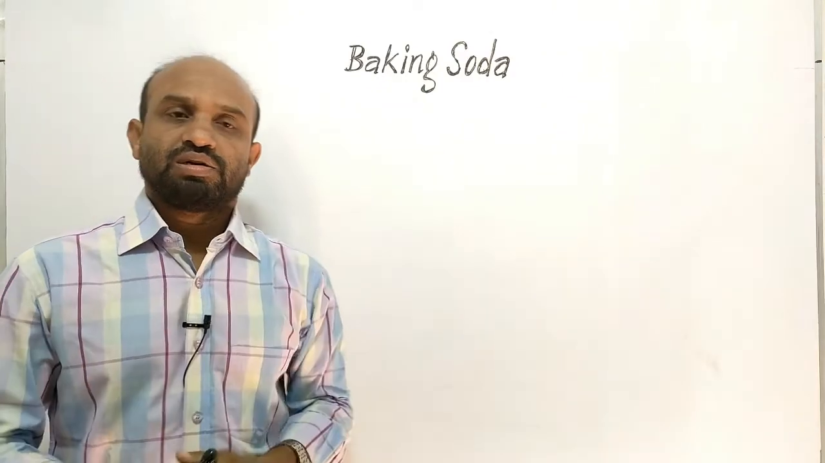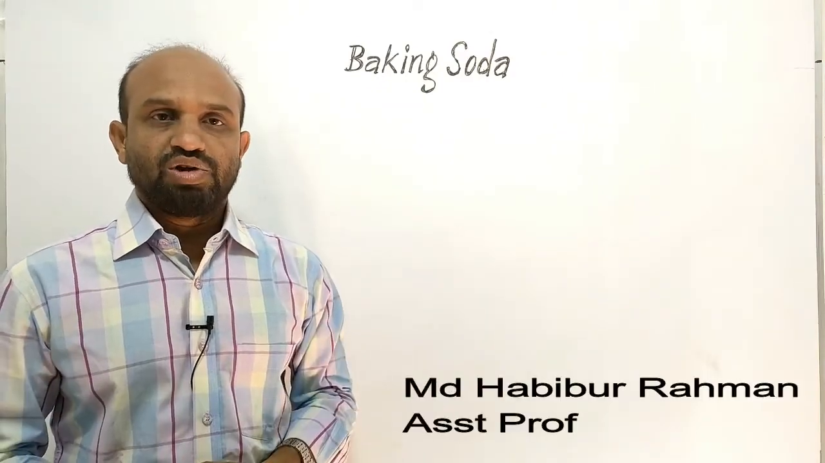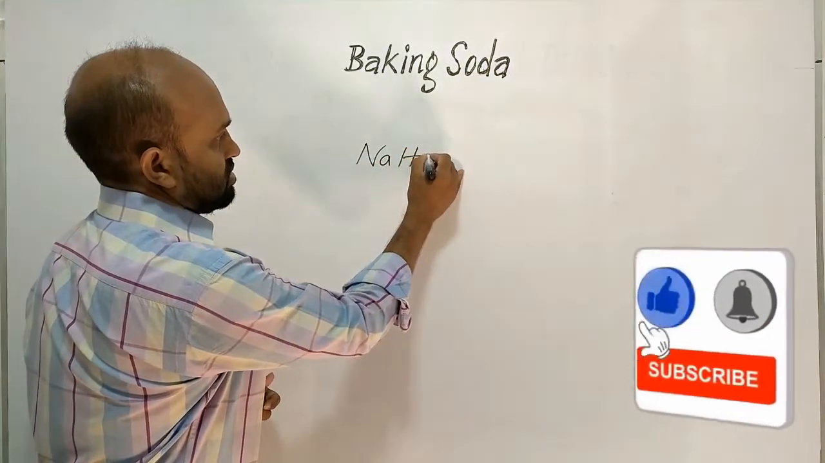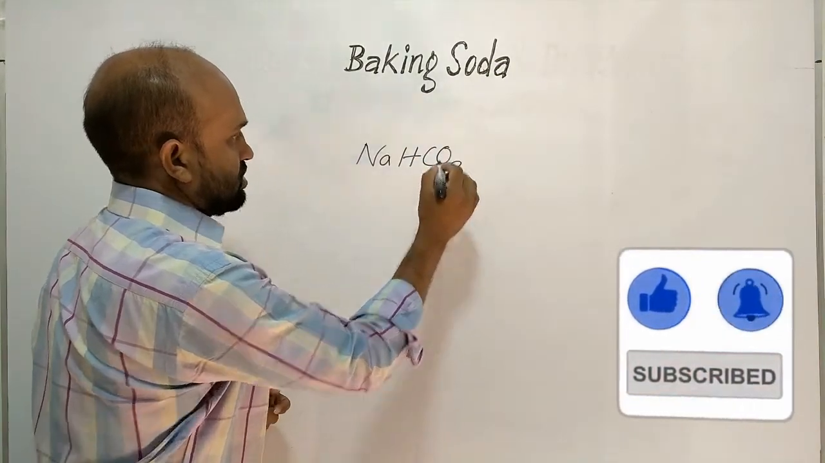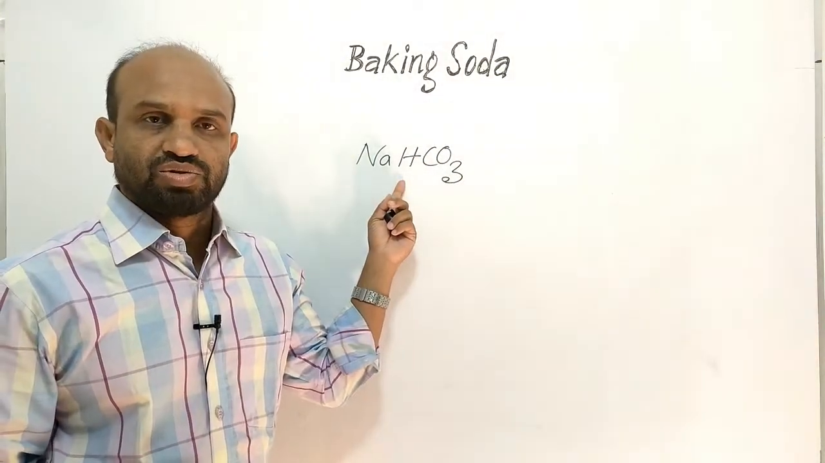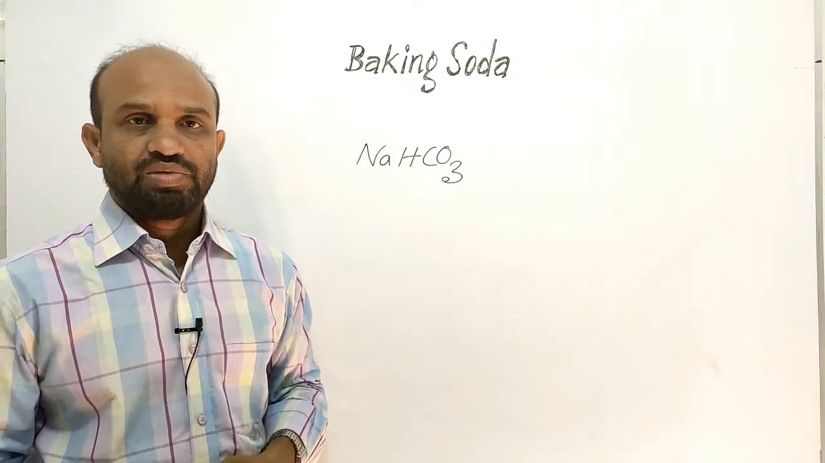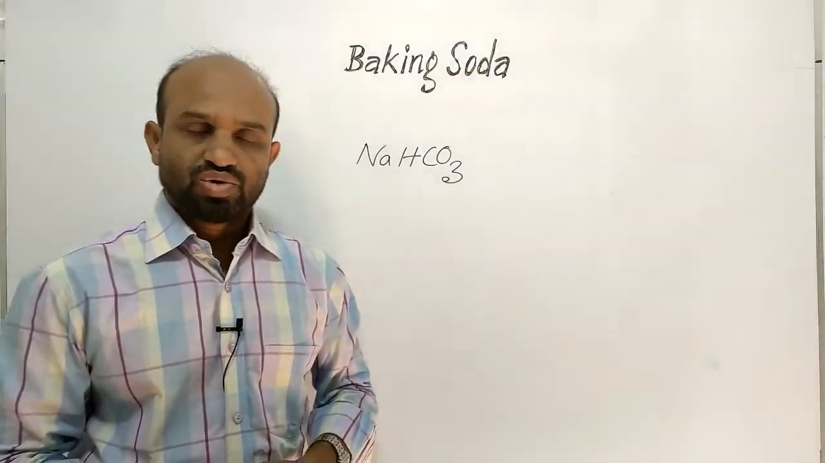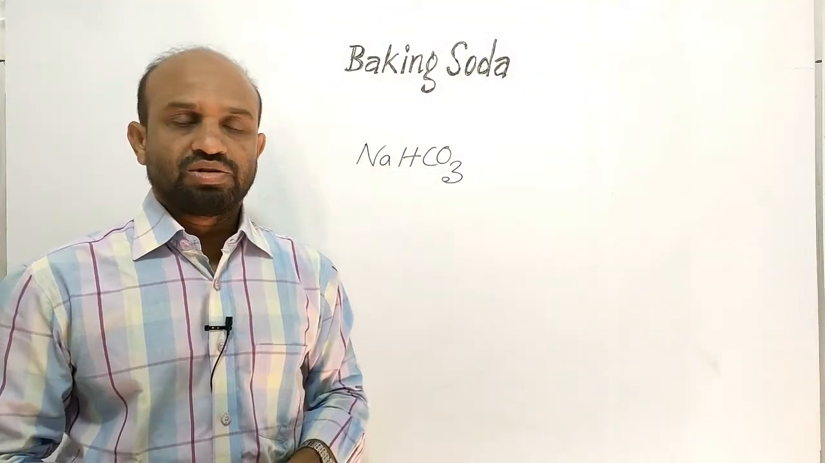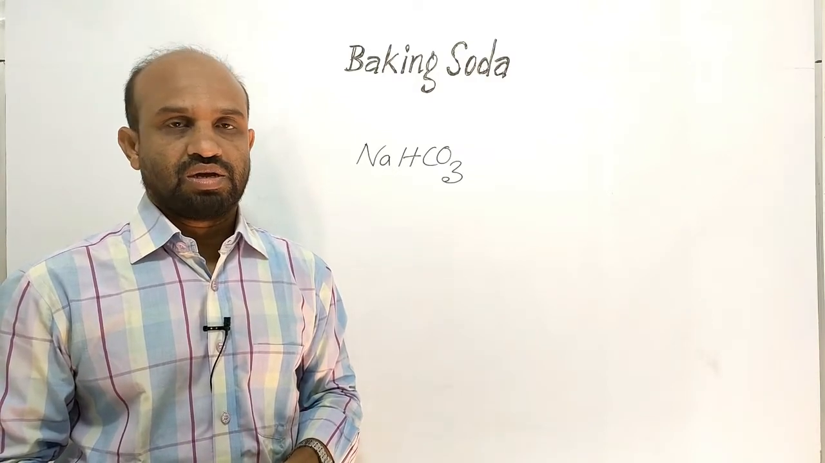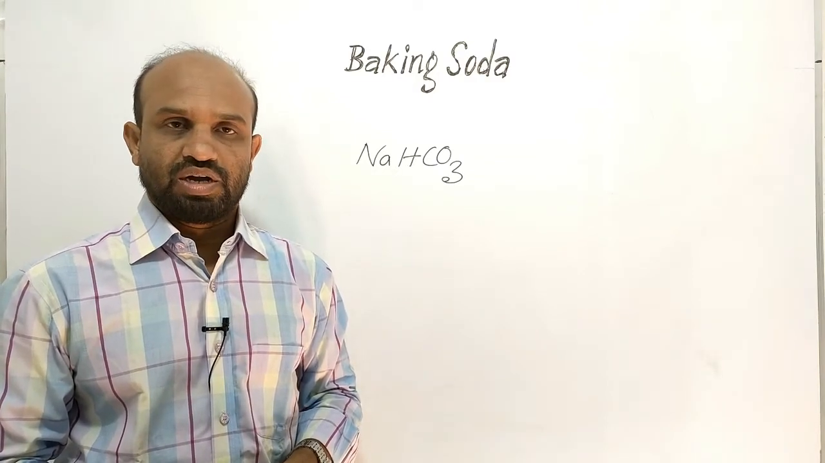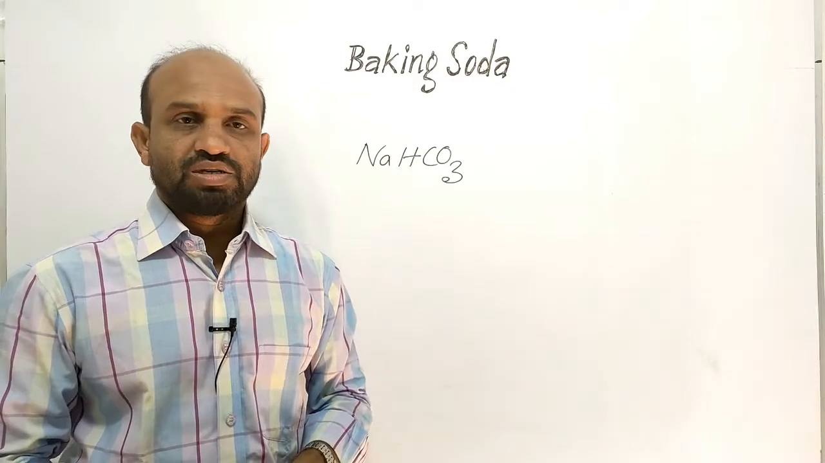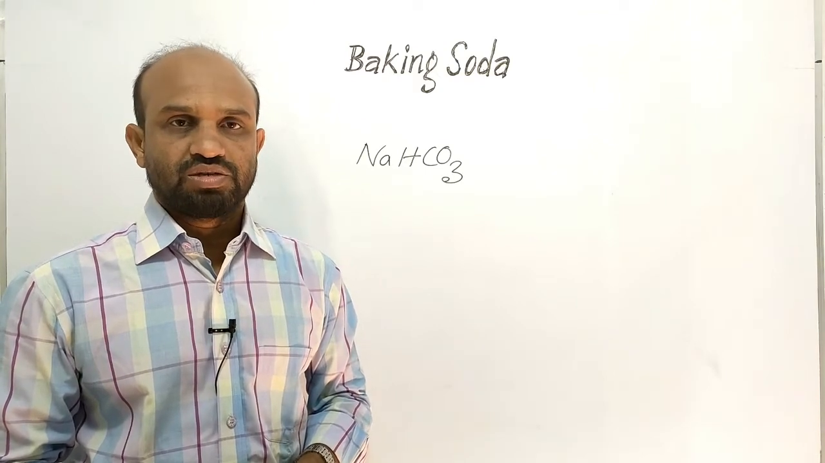Baking soda, industrial name. Chemical formula is NaHCO₃. This is baking soda. Chemical name is sodium hydrogen carbonate or sodium bicarbonate. In this lesson, we are going to learn preparation and importance of sodium hydrogen carbonate or sodium bicarbonate. That means preparation and importance of baking soda.